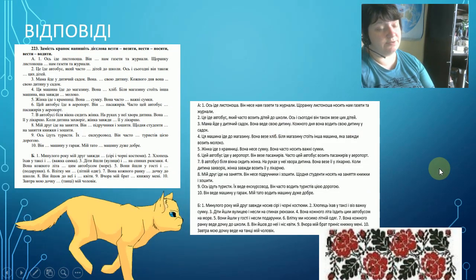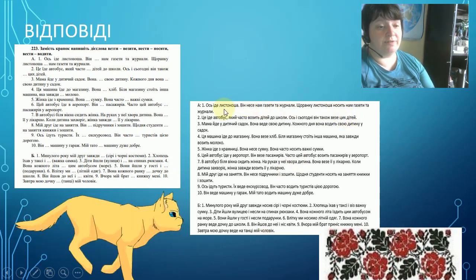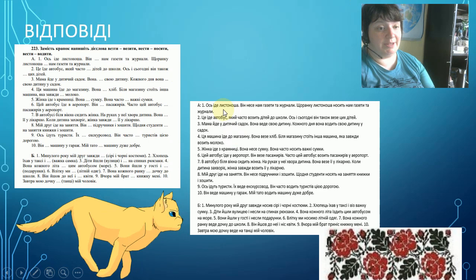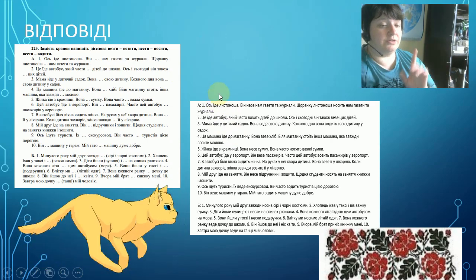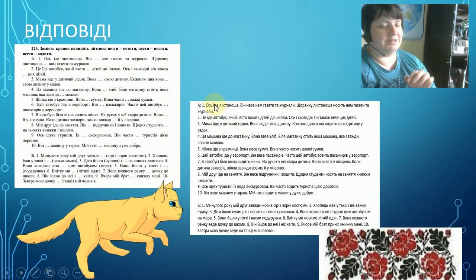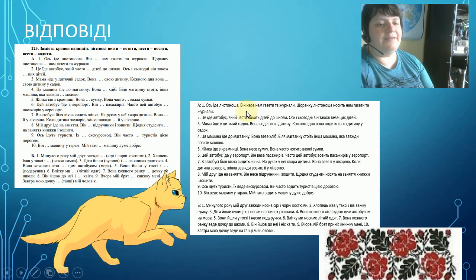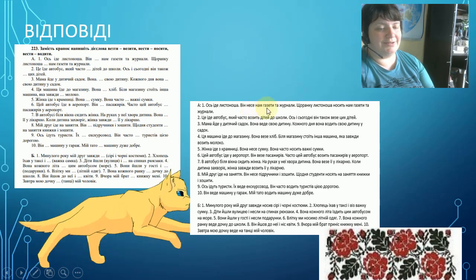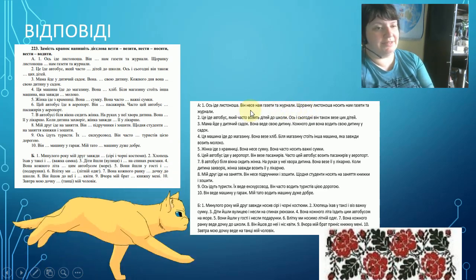Okay, I have made this exercise for you. So let me explain what I have done here. Ось іде листоноша. The postman is coming. So you see again, it's a motion verb, іти. You can look through these motion verbs, іти, їздити, ходити, in my previous video. If I don't forget, I will put the link somewhere there. Він несе нам газети та журнали. He is bringing to us newspapers and magazines. Or he's carrying this to us.